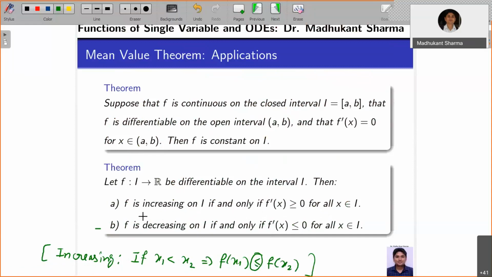Similarly, the result holds for decreasing functions. f is decreasing on I if and only if the derivative remains non-positive, less than or equal to 0, for every x in I. Let's look at the proof of part A, and similarly the proof of part B will go. Once you are given a function, to state that it is increasing or decreasing, you can refer to this result. Okay, right.